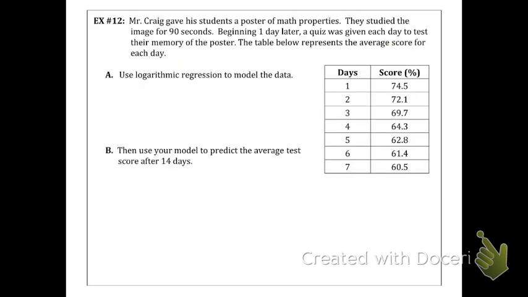All right, and then example 12 says Mr. Craig gave his students a poster of math properties. They studied the image for 90 seconds. Beginning one day later, a quiz was given each day to test their memory of the poster. The table below represents an average score for each day. Use logarithmic regression to model the data.